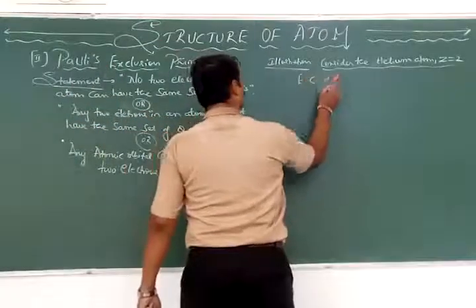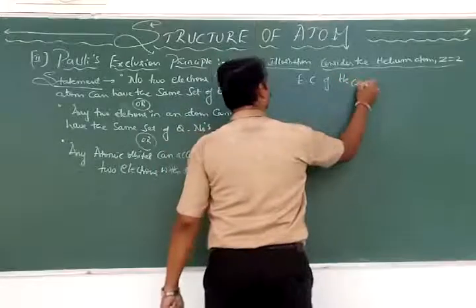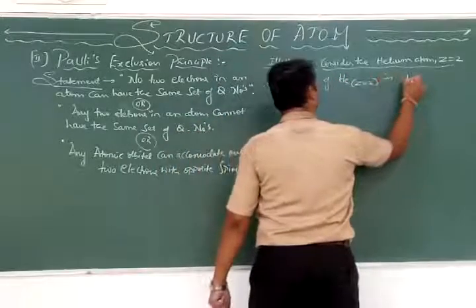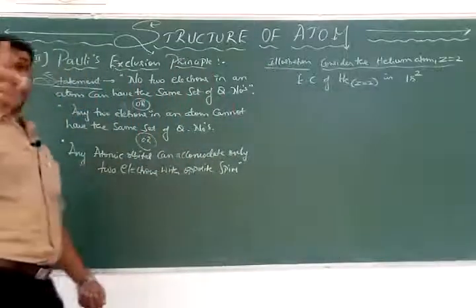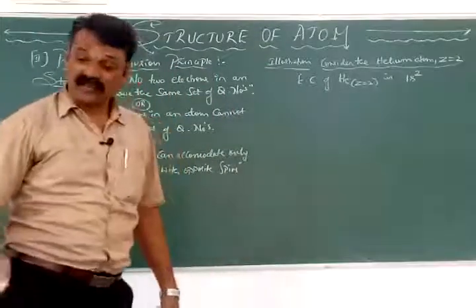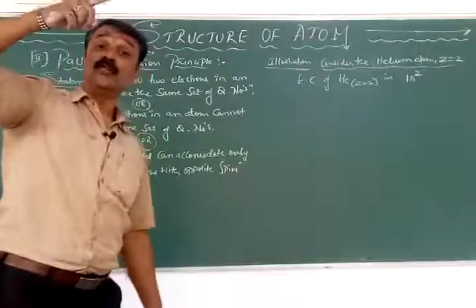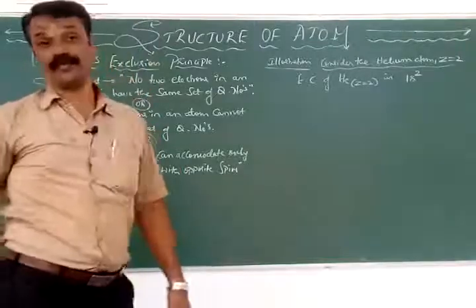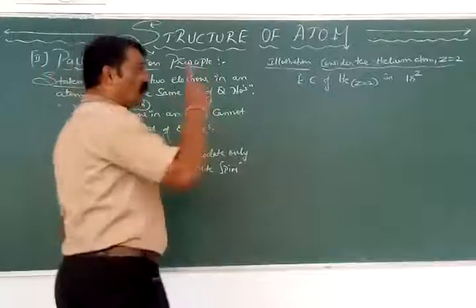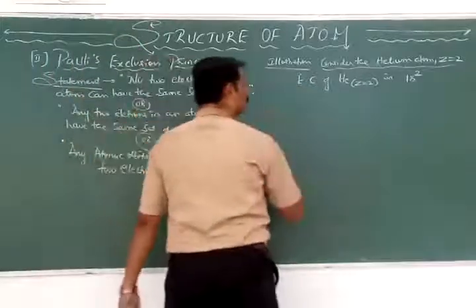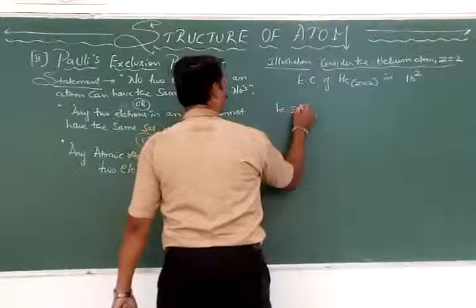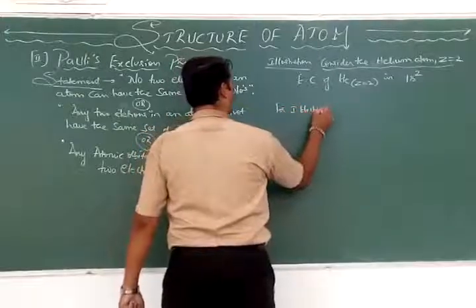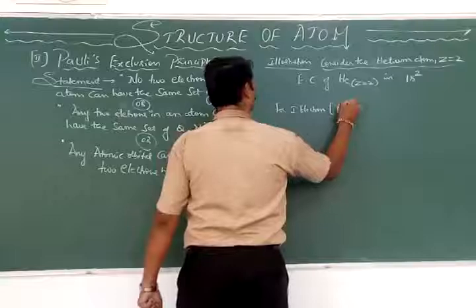The electronic configuration of helium with Z equal to 2 is 1s2, because the orbital with the lowest energy is 1s. After that we have 2s, then 2p, then 3s, 3p and so on. Okay. The configuration is 1s2. For the first electron, what is the first electron here? 1s1.